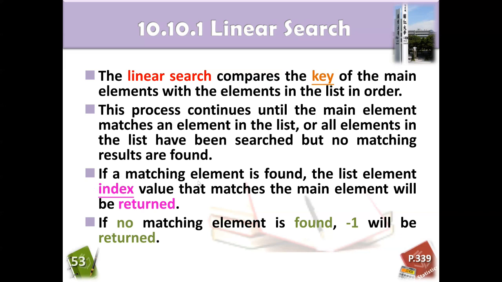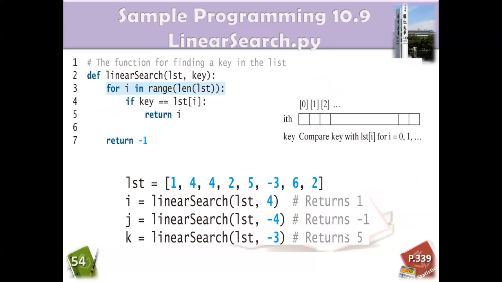If a matching element is found, the index of the list element that matches the key will be returned. So we return the value and tell you which index of the list it is. If no matching element is found, please return -1, okay? So this is an example, and we will try to show you the situation.